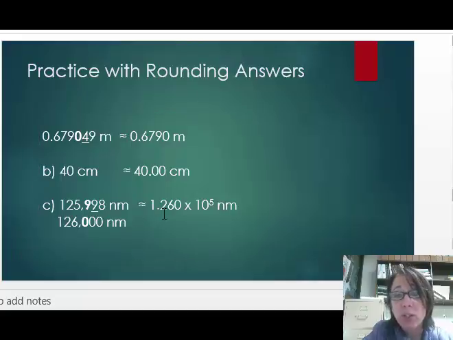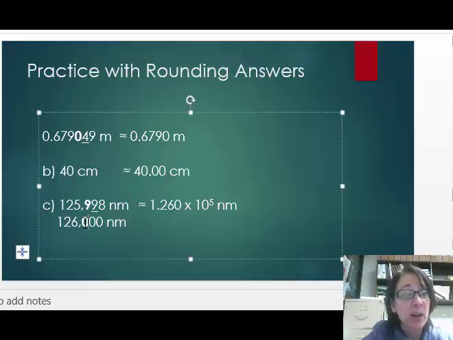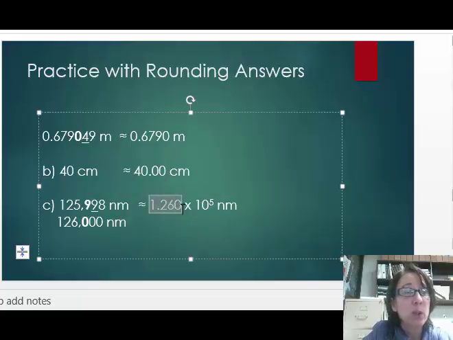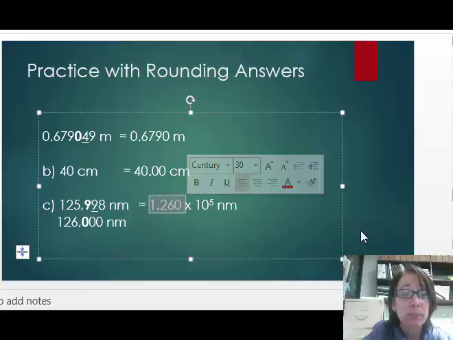Thus, our value rounds up to 126,000. However, since our last allowable digit is in the hundreds place, we need to express this value in scientific notation. Once this value is expressed in scientific notation, 1.260 times 10 to the positive 5th power, we see that there are 4 sig figs.